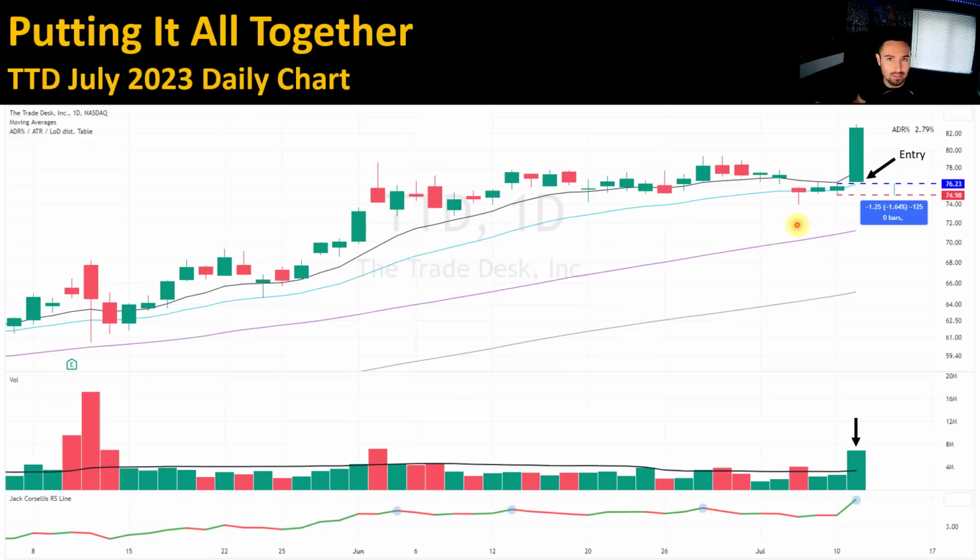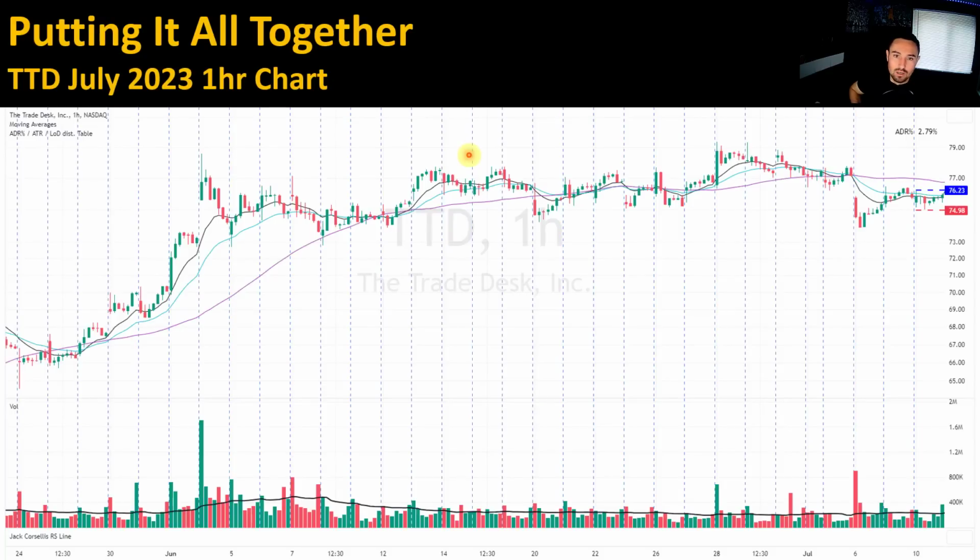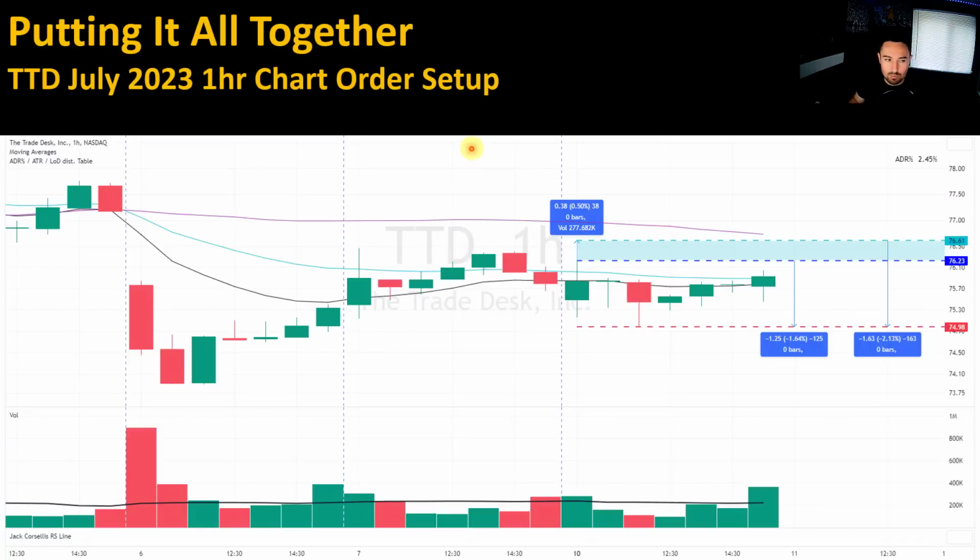Nice shakeout. Take a look at this on the 1 hour chart and note the relationship of where the 1 hour chart is in relation to the daily 21 EMA. Tight, there's the breakout. So here we go. Decent base building here as well. So that's an overview on the 1 hour chart, but let's go into the specifics.